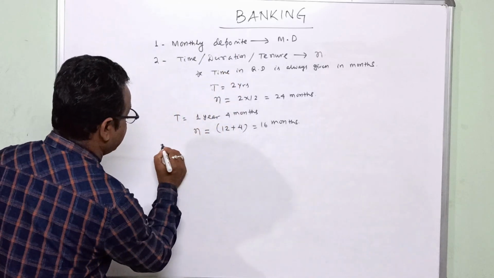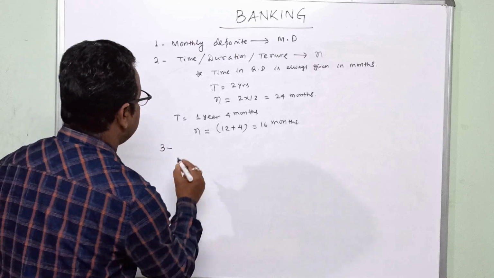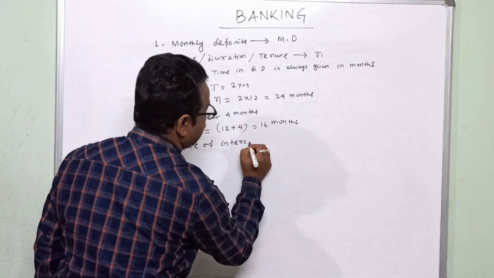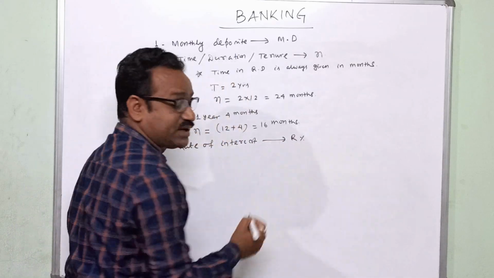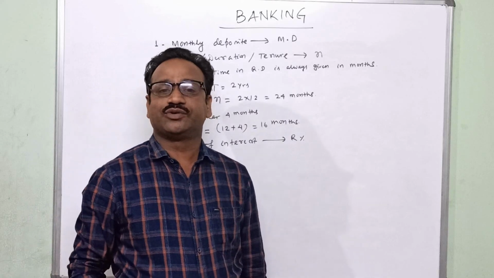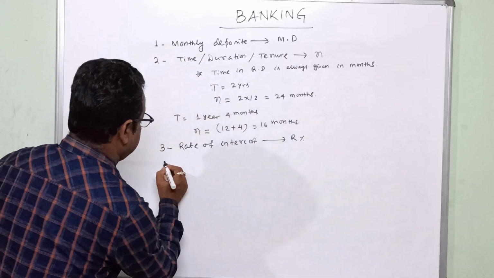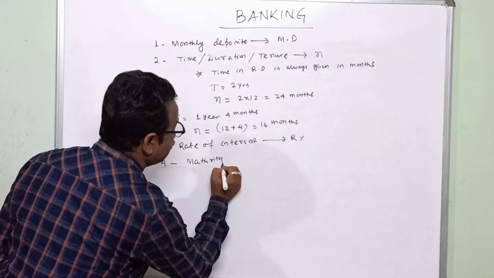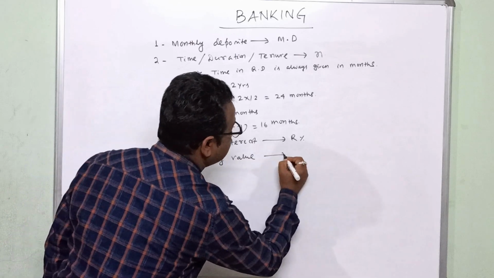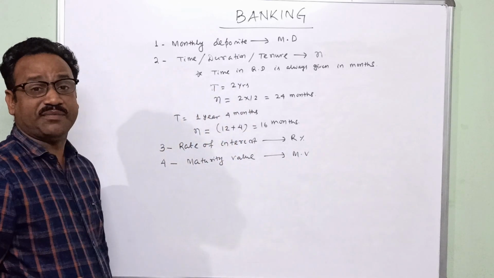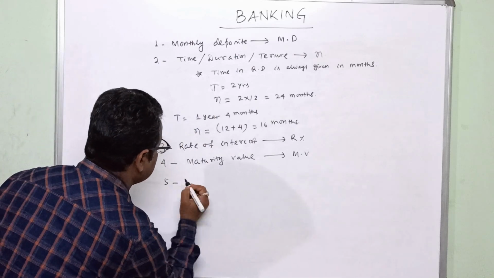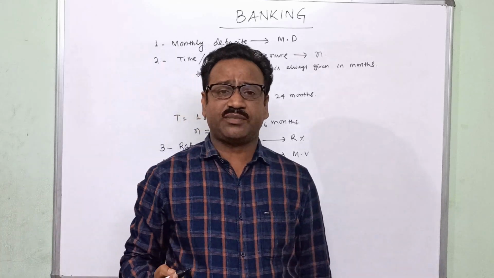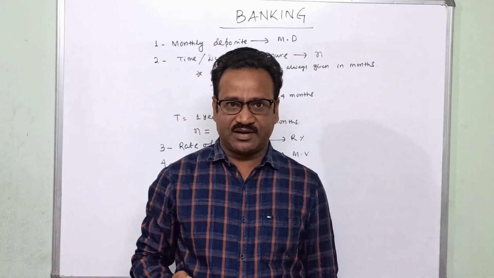Now the third one is your rate of interest. We will say R%. At what rate the bank is paying you the interest. Now the fourth one is your maturity value, which in short form we write MV. Fifth one is your interest. Interest is the additional money paid along with the principal.